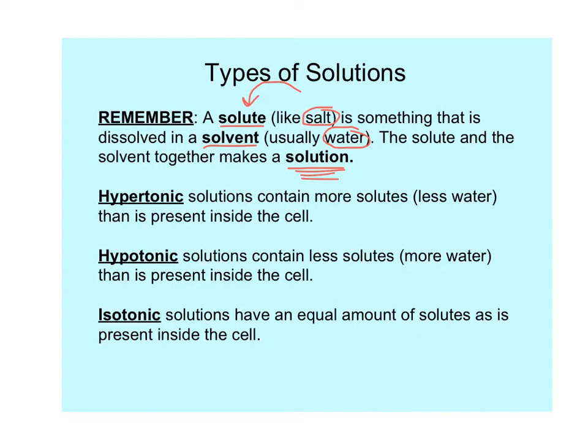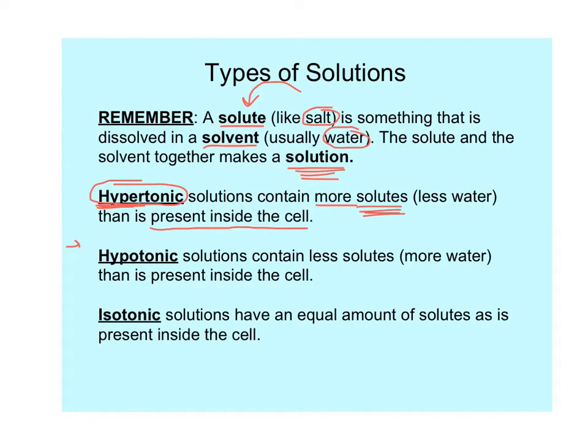And those solutions can come in a variety of strengths. You could put a lot of salt in the water, you could put just a tiny bit of salt in the water. And that's what these terms right here are going to be. The first one is called a hypertonic solution. Hypertonic. If somebody says that you are hyper, that means you have a lot of energy. But if you call a solution hypertonic, that means you have a lot of solutes. Or at least you have more solutes than is present inside the cell.